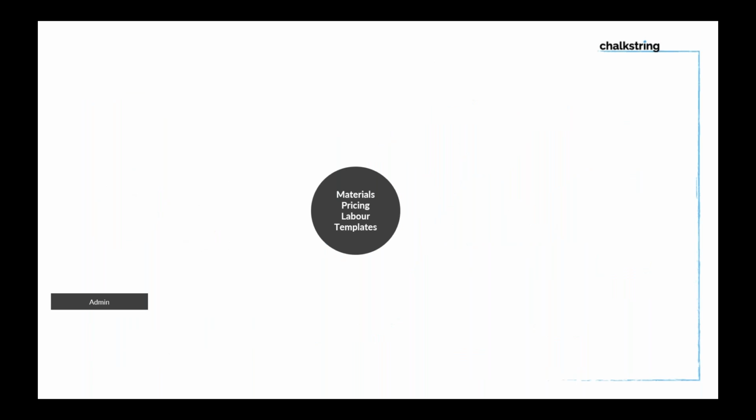In terms of what Chalkstring does, obviously we're going to go into the software, but just to give you a snapshot of what the software is capable of, at the heart of Chalkstring is a database of your information. So your materials, all your prices that you buy those materials from your various different distributors, all the ways in which you pay your labor, subcontract labor, and a whole load of templates and other information that's very personal to your business. And that data is something that we set up for you as a customer, and you can then use through the live parts of your project.